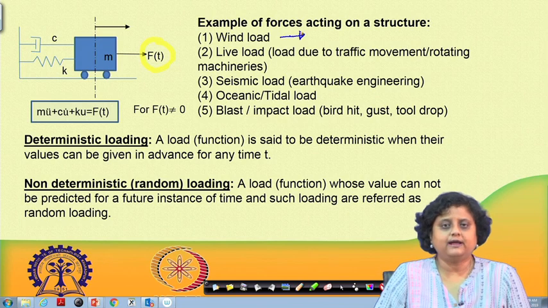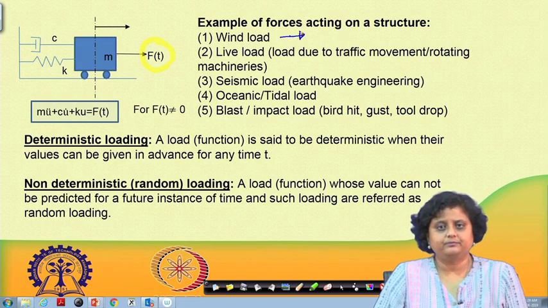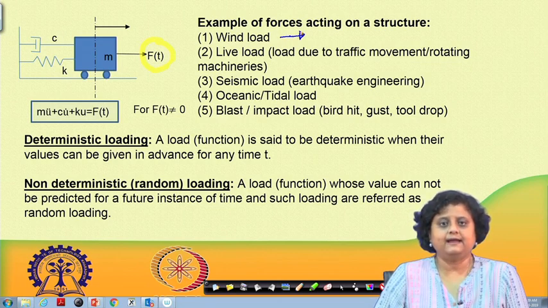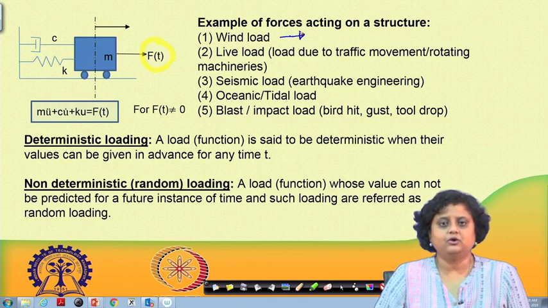Now, a load can also be differentiated into two major classes. One is called deterministic loading, another is called non-deterministic or random loading. What happens in deterministic loading is that the load or the force is known beforehand. I can say at 4.9 seconds what the load is going to be at 5 seconds. The magnitude of the load is known beforehand to me.